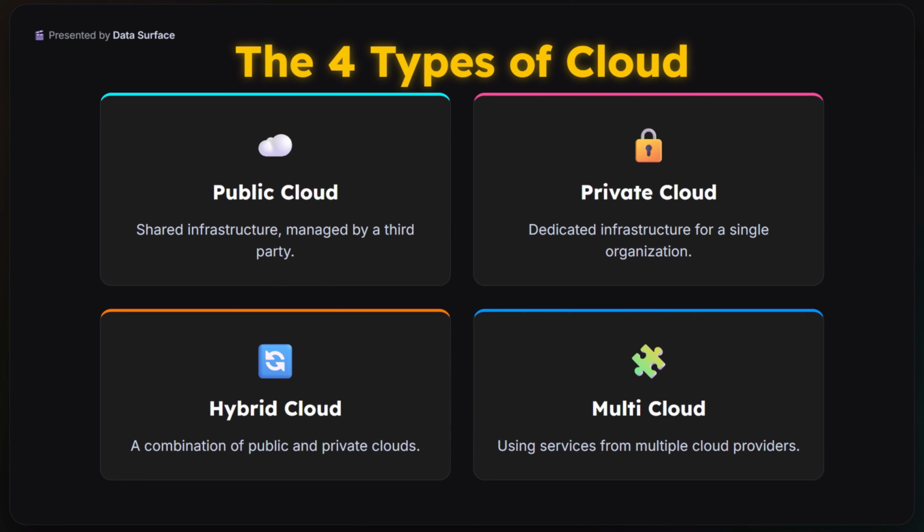So, when you decide to use the cloud, you've got 4 main options. We can think of these as 4 flavors you can choose from. You have public, private, hybrid, and multi-cloud. They all do different things. Let's break them down one by one using simple analogies.